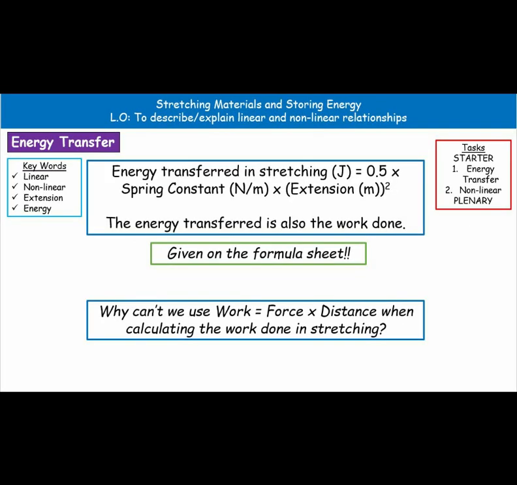So what we're going to start off with looking at then is a formula here. The energy transferred in stretching, and because we're talking about energy, the units will be joules, capital J, is 0.5 times the spring constant in newtons per meter times the extension in meters, but that extension is squared.